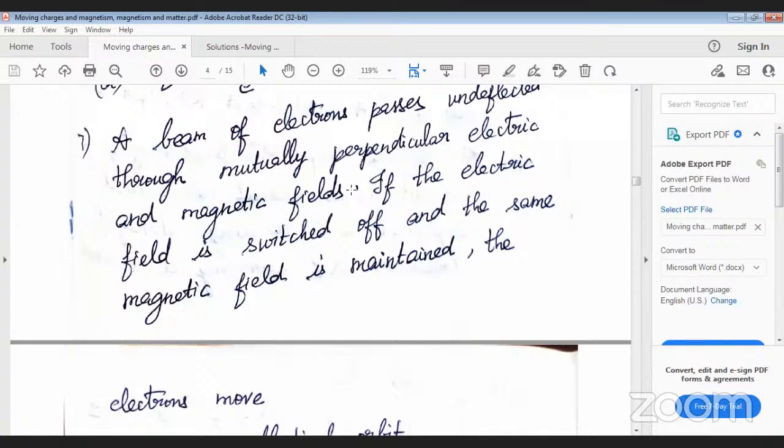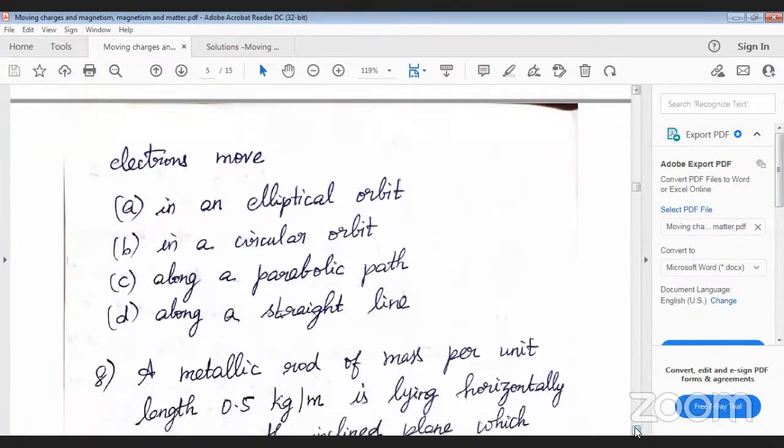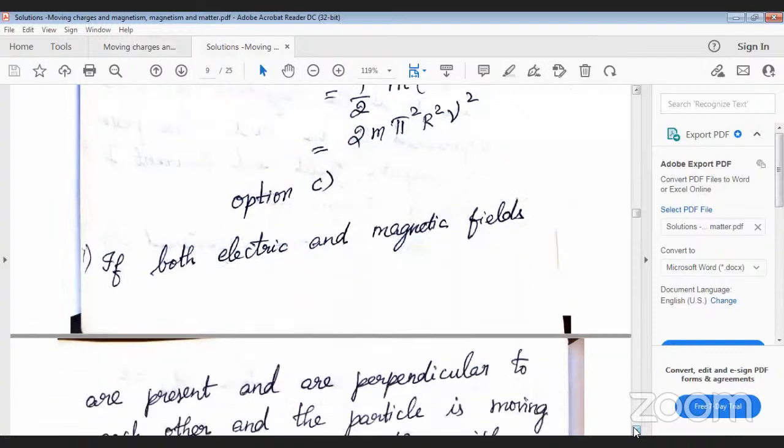Now, if you switch off the electric field and the magnetic field is maintained, that means it is only under the influence of the magnetic field. What will be the path of the electron? They are asking you. So for that, we shall discuss here.